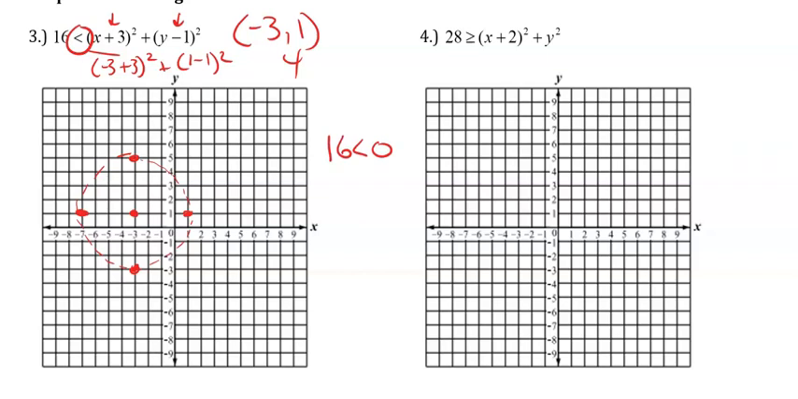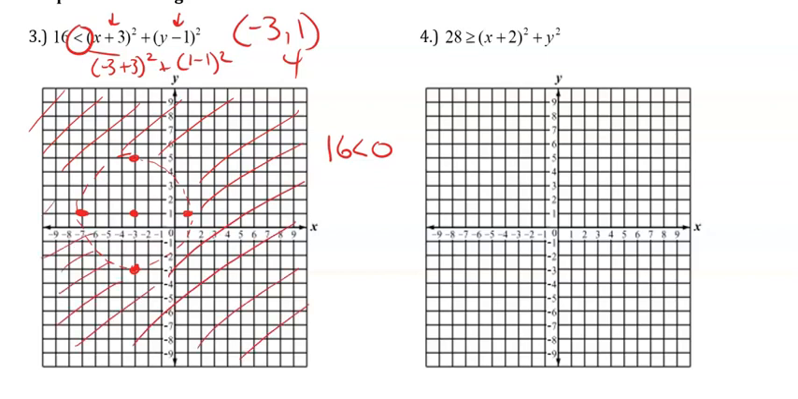Is 16 less than 0? No. And for some reason, this is always the thing that confuses people. That means that the center is not allowed to be shaded. Shaded means, hey, these are all solutions. So if the center's not going to be shaded, then nothing on the inside can be. And that just means that all of the outside needs to be shaded.